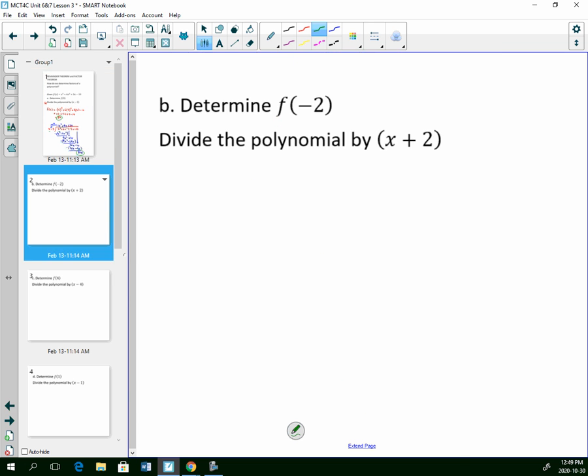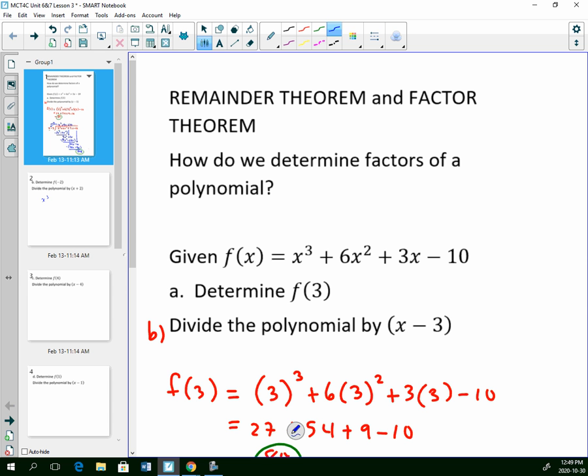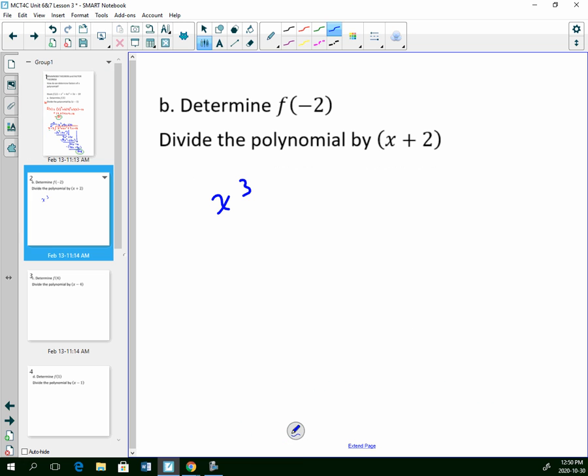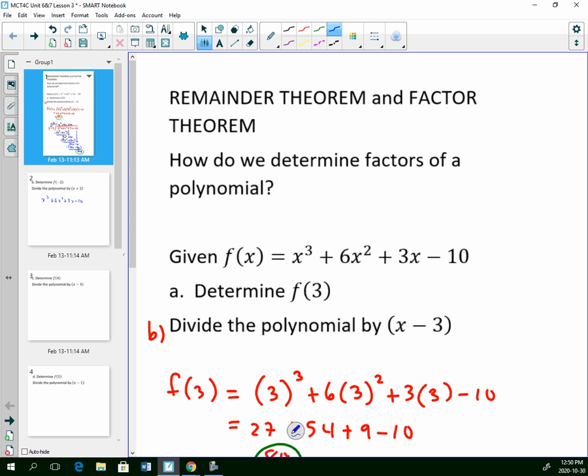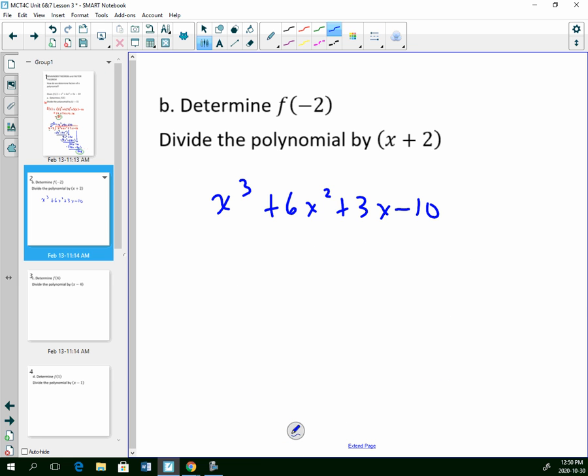So let's do it with a different question. Here we're going to use the same polynomial, because we want to try it with a different number. So 6x squared plus 3x minus 10 is our polynomial. Did I get the signs right? Yep. So now we're going to do f of negative 2.